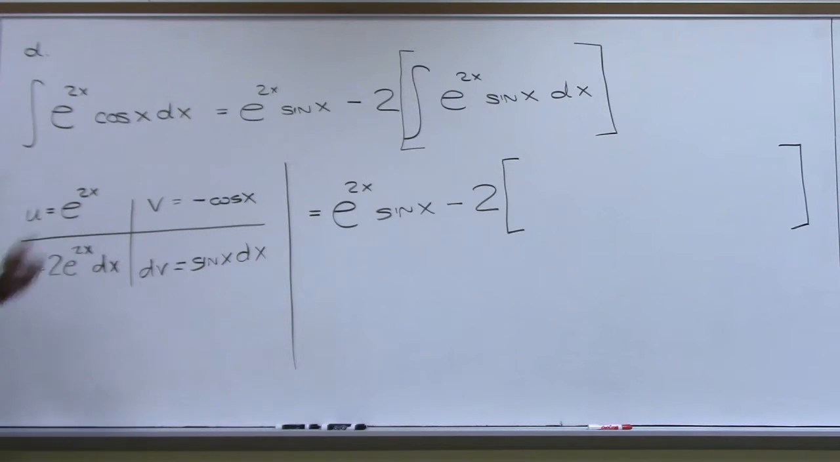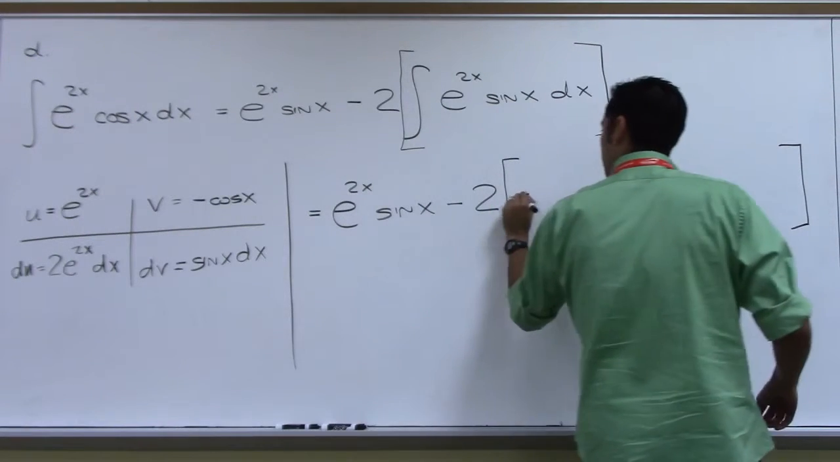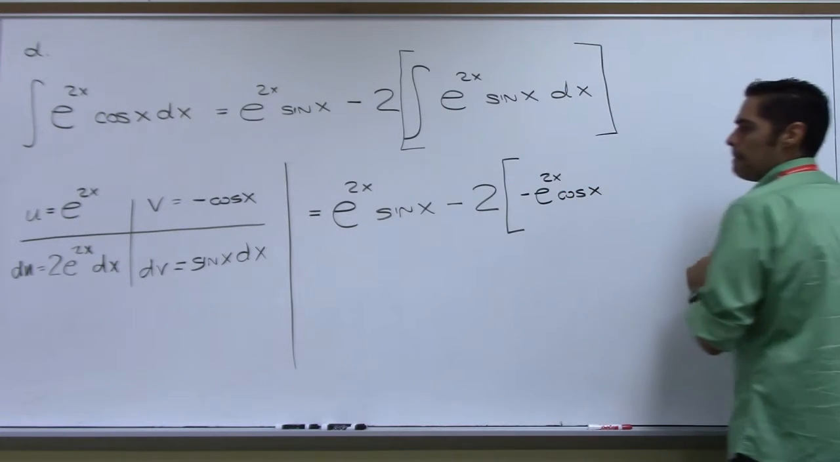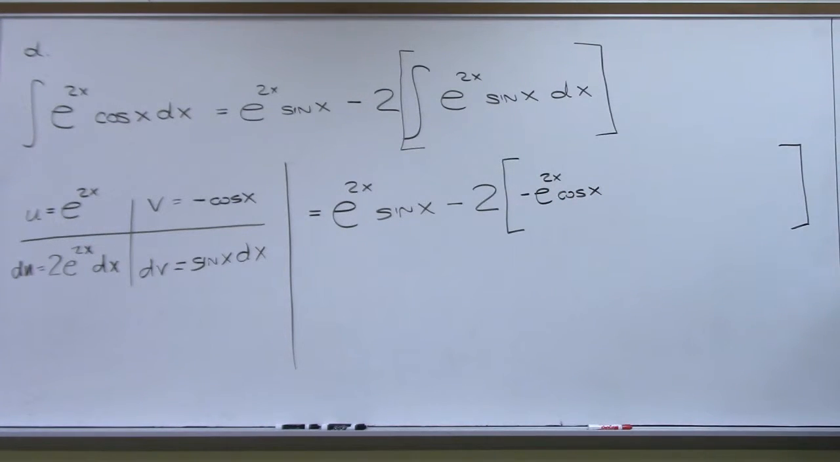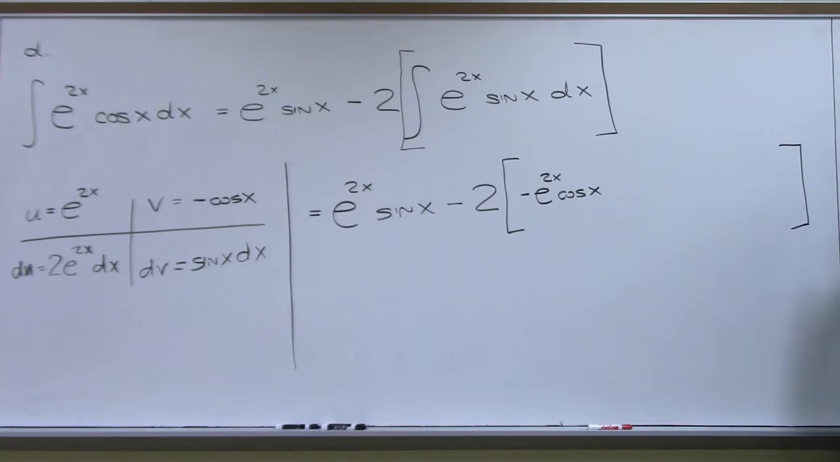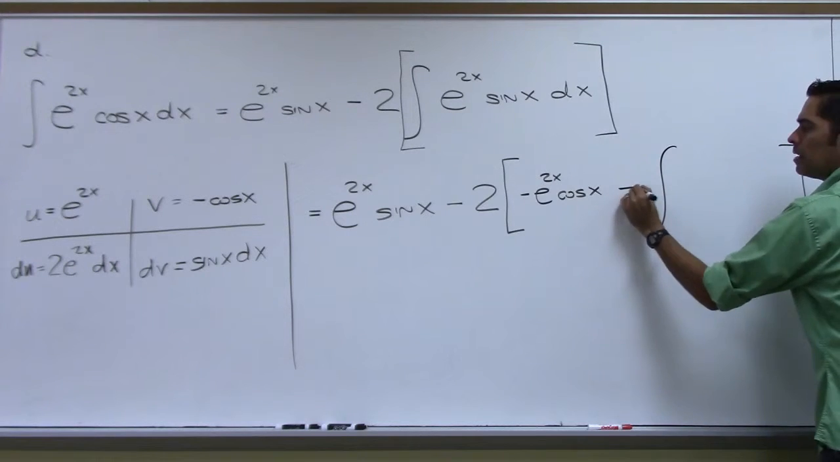Negative e to the 2x. So you're putting these two together. You put the negative out front. I'm okay with that. Negative e to the 2x cosine x, and 2e to the 2x. What do you want me to do with the sign here? Because we have an integral, right? Minus the, you want to do minus integral here, and then what goes in here?